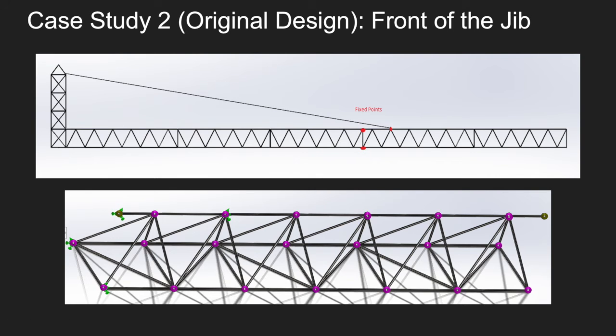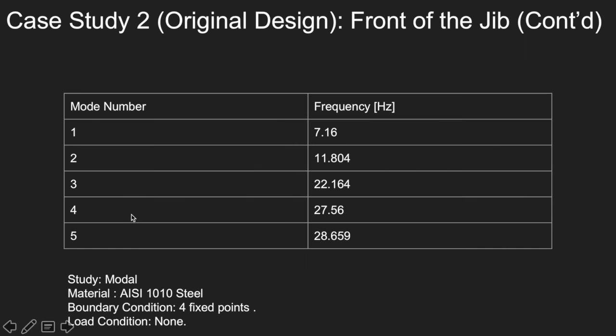For the second case study, we performed a modal analysis on the front of the jib. The material was set to AISI 1010 steel, and the boundary condition was 4 fixed points at the joints connecting the rod, which is shown in red as well as on the SolidWorks model. There was no loading condition because the study was modal, and the results show that the lowest natural frequency that the jib experienced was 7.16 Hz.